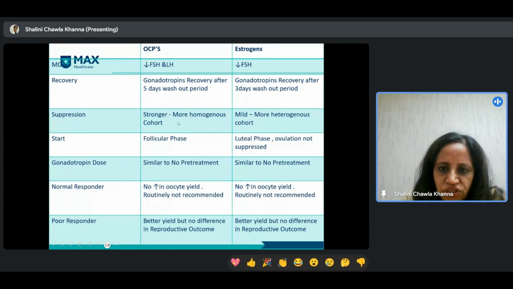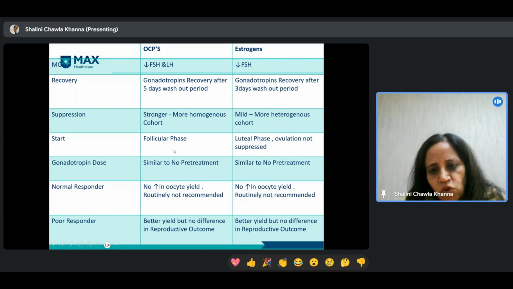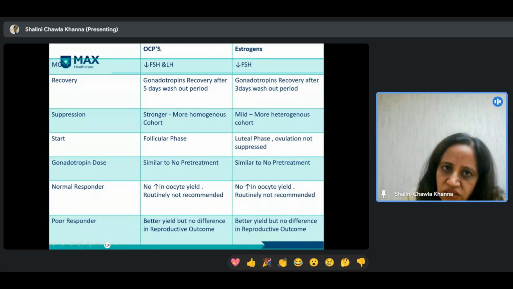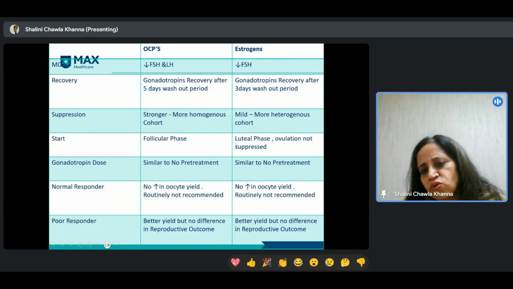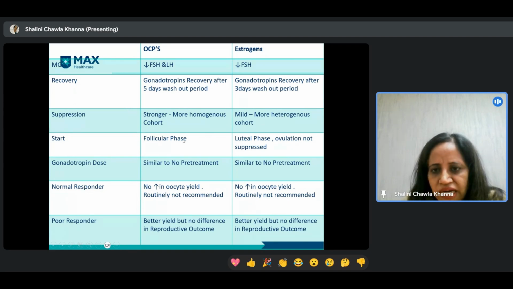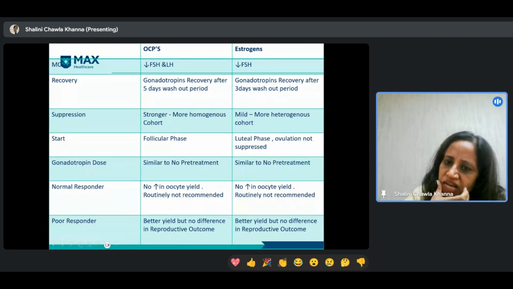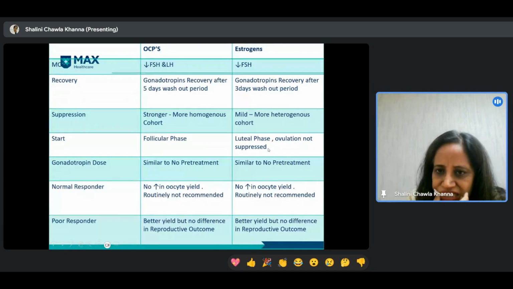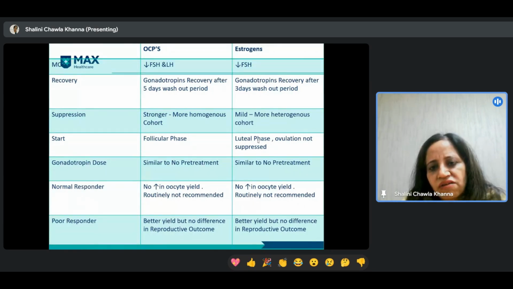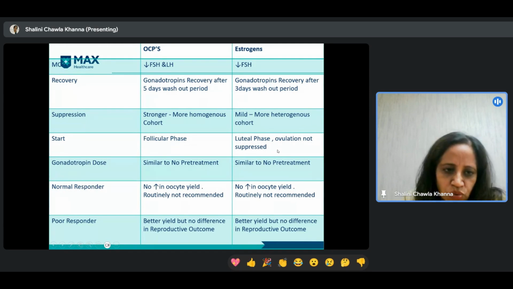The suppression with the oral contraceptive pills is stronger. You get a more homogeneous cohort. Here the suppression is mild. OCPs are started in the follicular phase; estrogens are started in the luteal phase. Ovulation is not suppressed. So this is why estrogen is becoming more of a favorite compared to birth control pills, because you are giving one more trial. The patient can try one more cycle, because if you have given OCs in the follicular phase, she will not ovulate. But if you give estrogen in the luteal phase, she has already tried, ovulation has already taken place. So you are giving one more cycle's benefit to the patient.